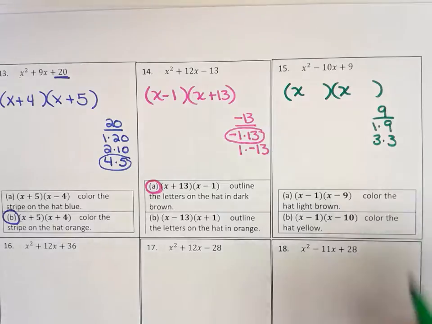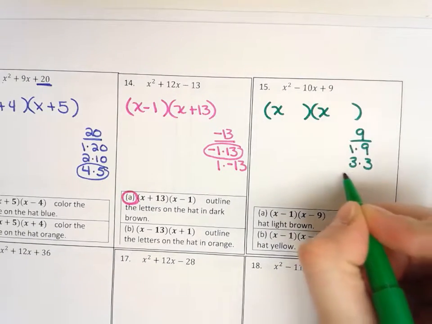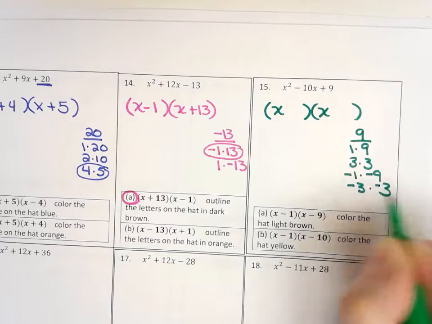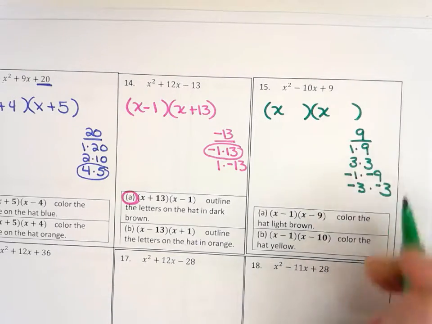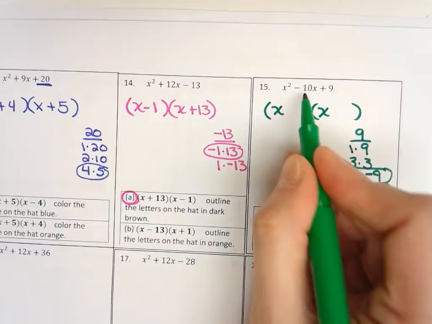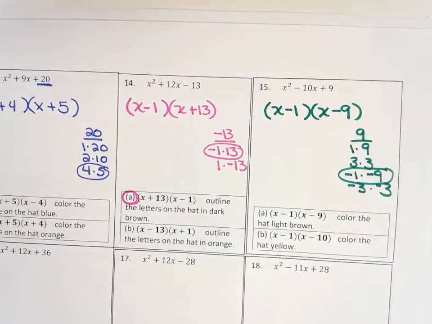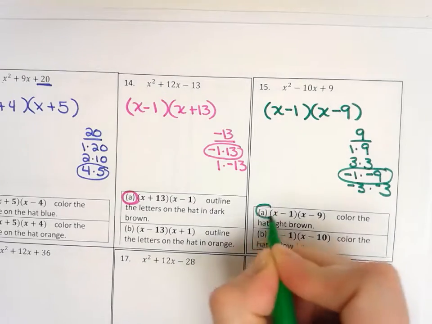Well, don't forget that when you've got a positive constant, you could also have 2 negative numbers. Negative times negative still gives me positive 9, but it adds to give me negative 10. So minus 1 and minus 9, my answer would be A.